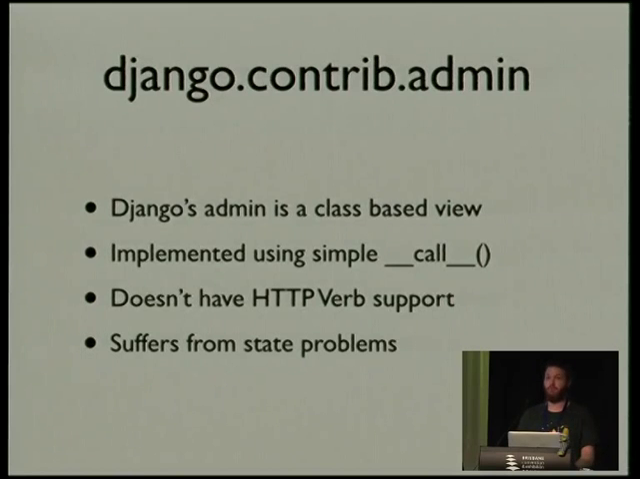It's implemented using a single call method, which, like I said before, has this security problem. But we could avoid that by migrating Django's admin to our own class-based framework and eating our own dog food. It doesn't have HTTP verb support, which Django's class-based view framework does, and it suffers from state problems. The good news is that all that probably doesn't matter. It's relatively easy to adapt around those problems, and we could migrate Django's admin to our own class-based view framework. But I'm also not necessarily saying that Django's admin, as it currently stands, is where we should be starting.